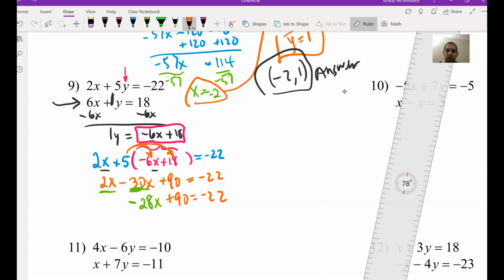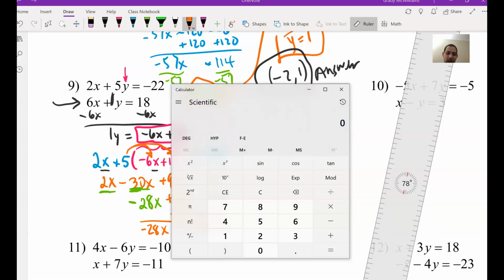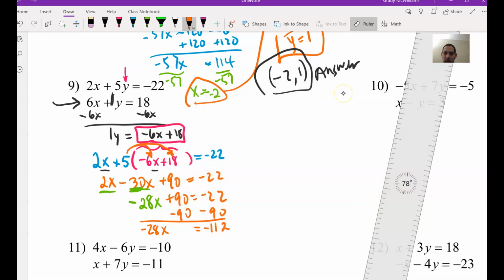Okay, I'm trying to get my x's all alone, so I'm going to subtract 90. Subtract 90 here. This is negative 28x equals, let's see, this would be negative 112. Hope I did this right. So let's see. 112 divided by 28 is 4. Okay, this is a negative divided by a negative, that means x is going to be positive 4. Fantastic. Looks like we're doing all right so far.